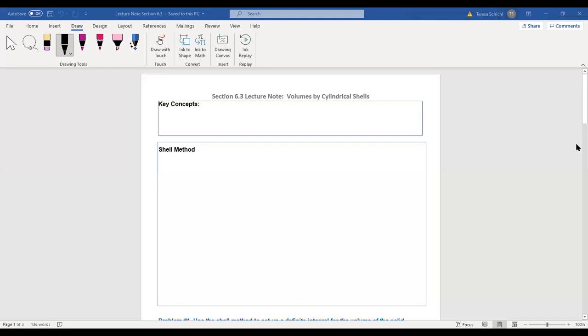So let's go to our lecture notes. The key concept we're going to cover in lecture number 3 is how to find the volumes of solids of revolution. That means I'm rotating the region along certain lines, sometimes the x-axis, sometimes the y-axis, or sometimes just some other line, by using the shell method.